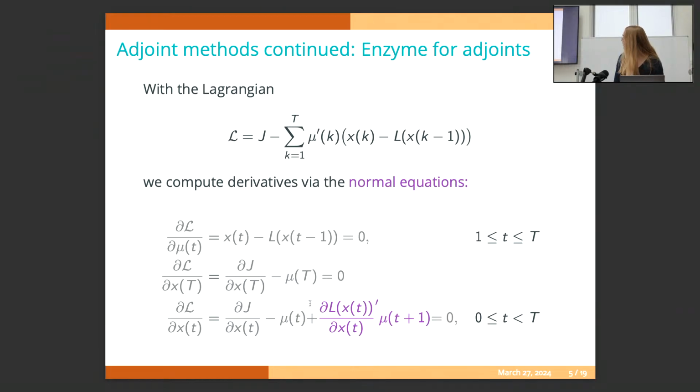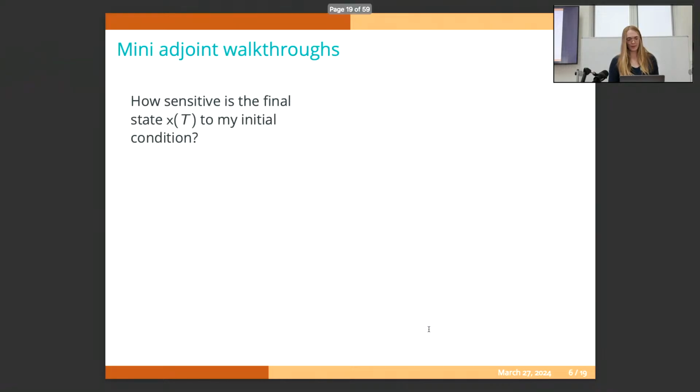I wanted to highlight one term in the final normal equations. This is the derivative of L with respect to the state acting on the prior adjoint variable, and this is actually where I think of Enzyme. So I think of Enzyme as taking a full model derivative. And given that I work with ocean models, this is really impressive because I usually have some complicated set of equations. Enzyme can take the derivative of this with respect to my state. And it keeps track of the backpropagation for me, so I don't have to do any hard lifting.